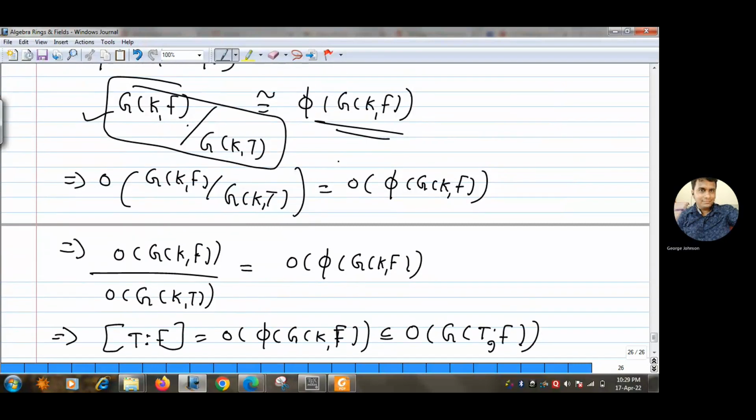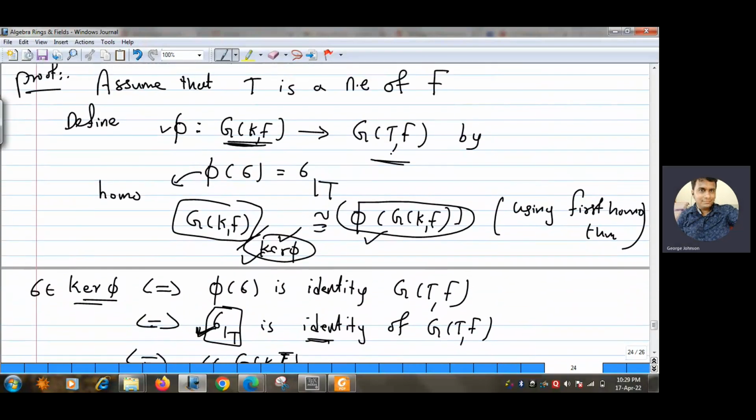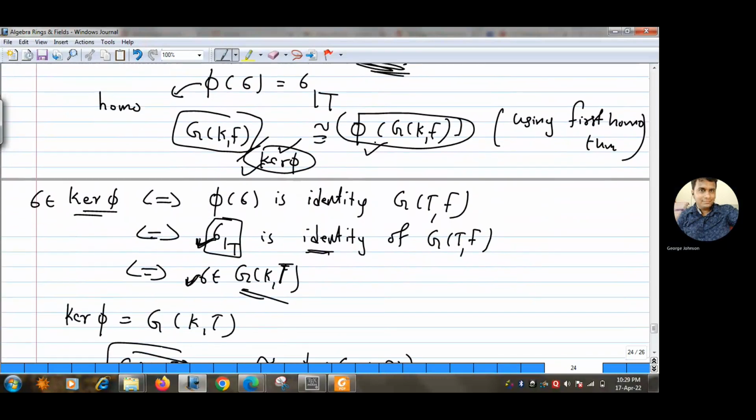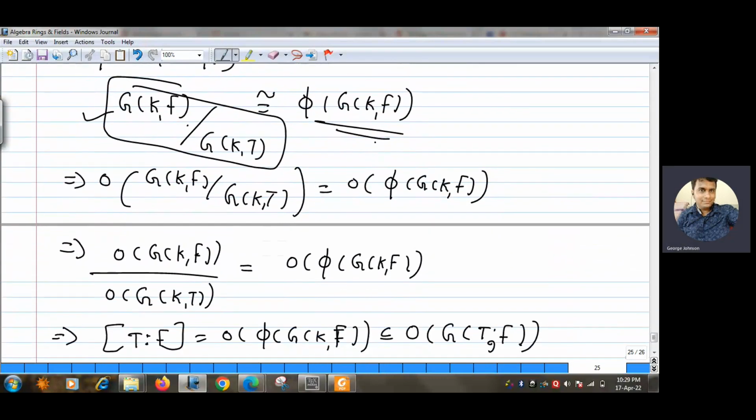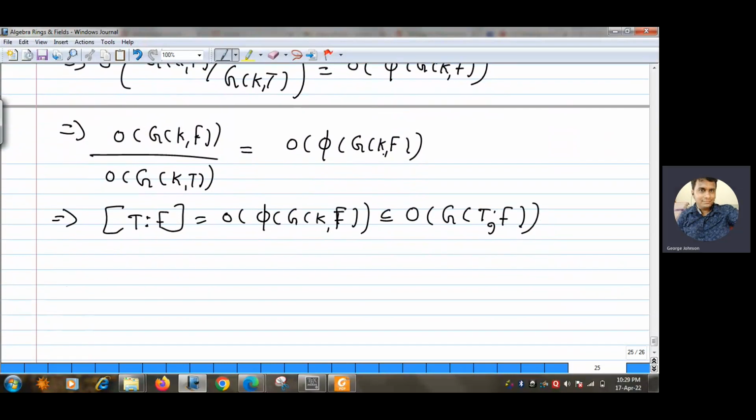Why is this true? Because phi of GKF is a subset of GTF, right? Phi of GKF means what? It is the range. The range is always a subset of the codomain, right? So this is true. And what is this? Because T is a normal extension of F, which is already given, this is the same as the dimension of T over F. So you can see that this has become a sandwich, dimension of T over F and dimension of T over F. So that means the order of the range and the order of the codomain are both the same.